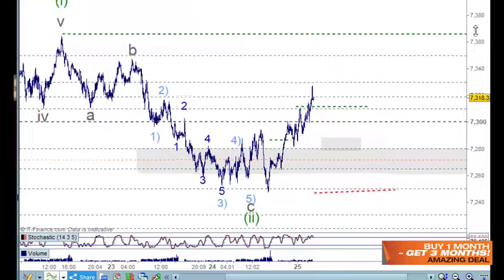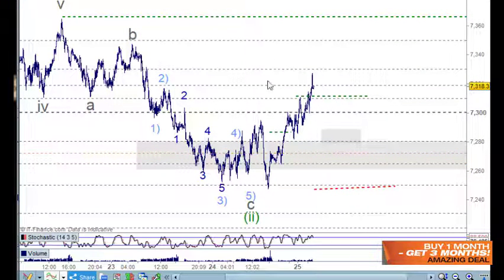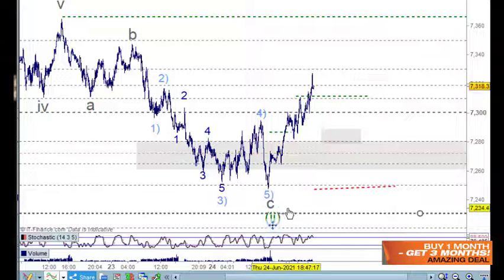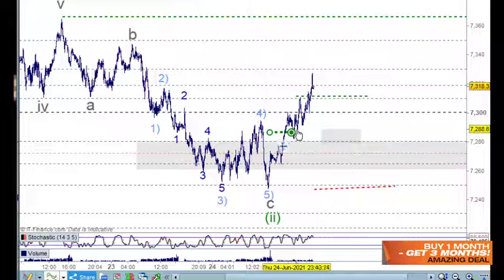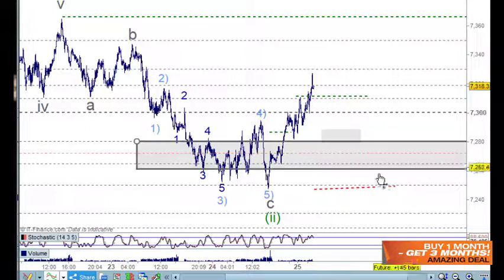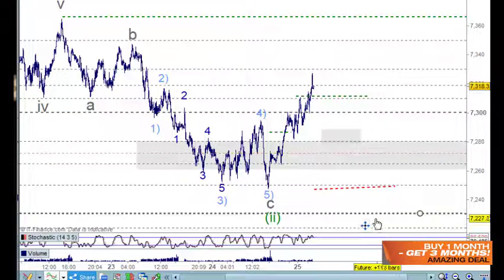So I'm going to have to put this wave 4 all the way up here, and then we've got a nice impulse wave all the way down here, so that will finish off that wave 5 of C of 2 there. So that's done and dusted. And obviously we talked about being long here, but the safer trade would have been on the 7.3. So maybe you're long in here somewhere.